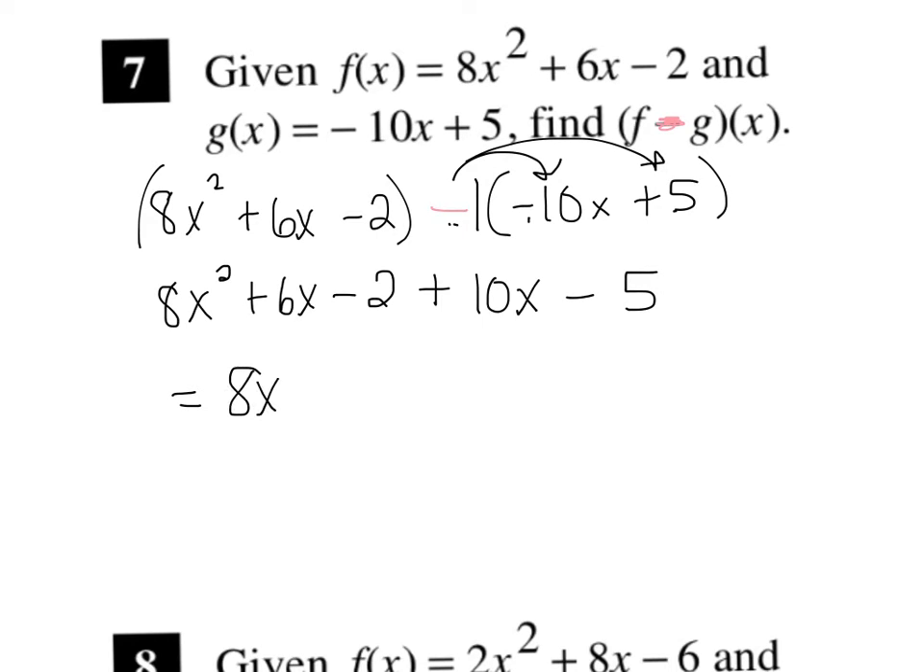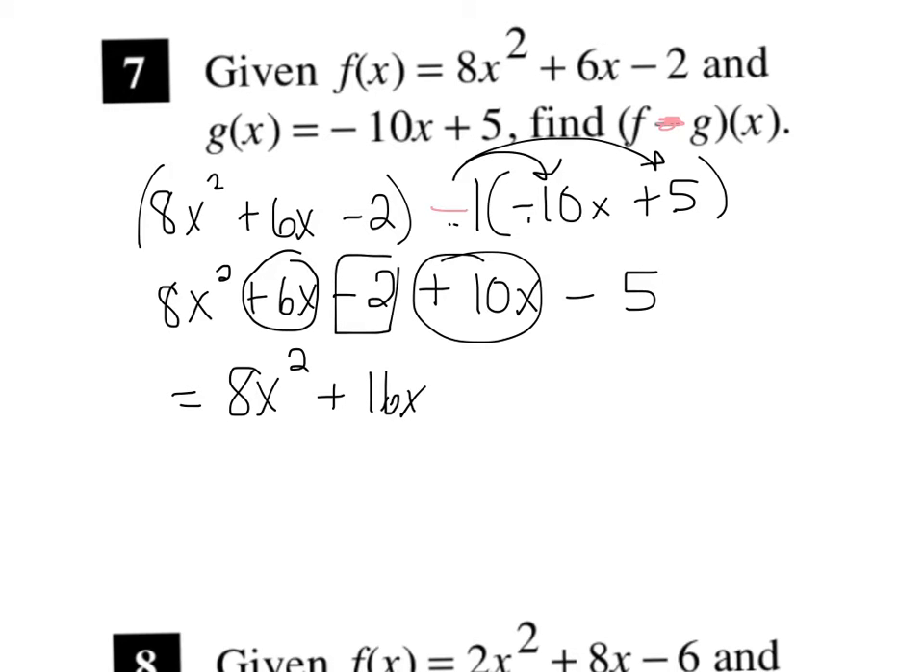We only have 8x squareds. We have 6 and 10 x's, which is 16x. And we have negative 2 minus 5, which is negative 7.